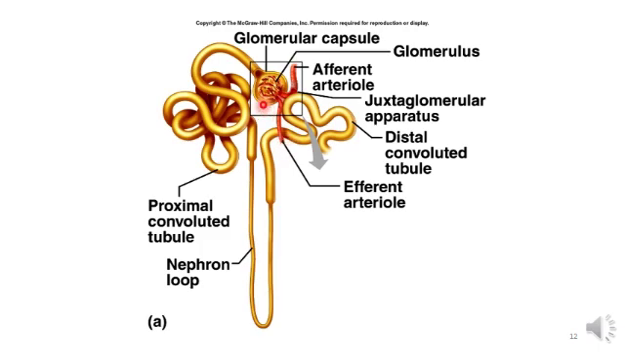Now we are concerned with that filtrate, and the filtrate or the substance which is transferred into the Bowman's capsule is known as the glomerular filtrate, and the filtrate is now transferred from this Bowman's capsule into the renal tubule of the nephron.